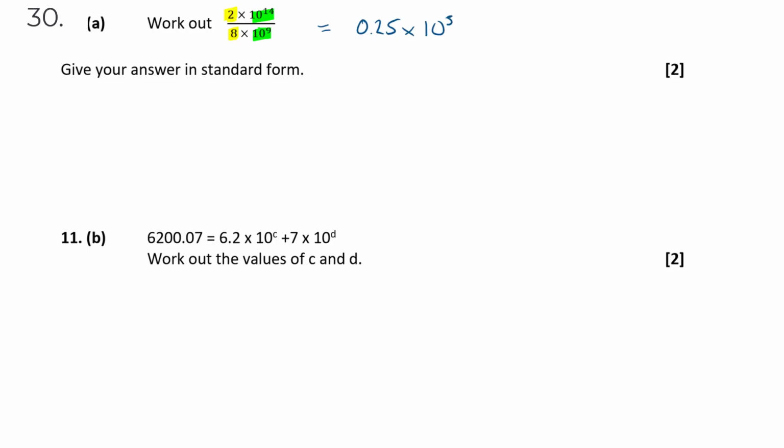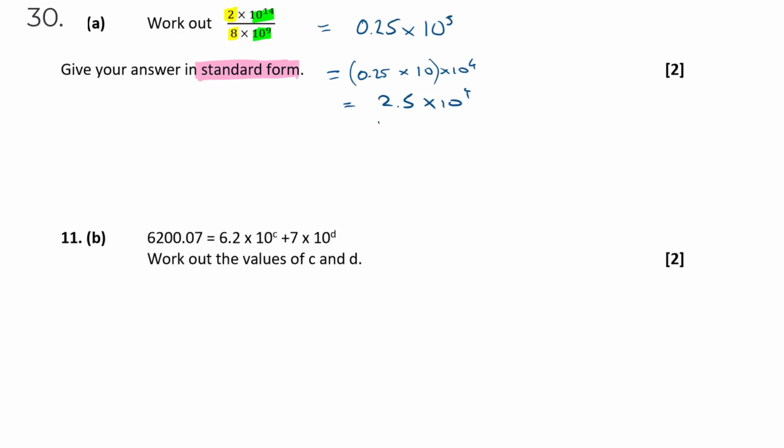Now I'm told I need to give my answer in standard form. Is this in standard form? Nope, because this number part, the mantissa part, is not a number between 1 and 10. It's too small. So I'm going to have to make it a bit bigger, and I can do that by taking a power of 10 out of my 10 to the 5. So if I remove a 10 from it, 10 to the 5 is the same thing as 10 times 10 to the 4, and then if I combine that with my 0.25, that's going to give me 2.5 times 10 to the 4, isn't it?